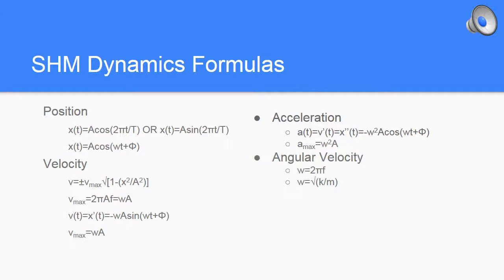The acceleration can also be derived from the position and velocity functions, and so the acceleration will be equal to the negative angular velocity squared times the maximum amplitude times the cosine of the angular velocity times time plus the phase constant. The angular velocity is equal to 2 pi times the frequency, and it is also equal to the square root of the spring constant divided by the mass of the object.